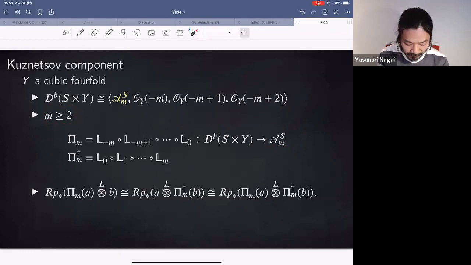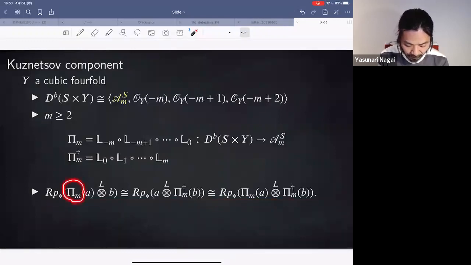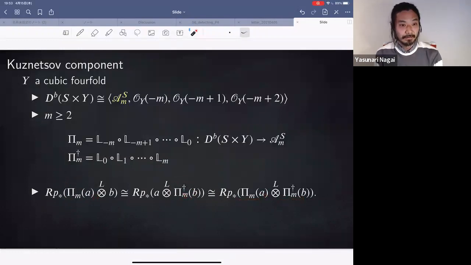And for later use, I just define the dual of this left mutation. Then the previous lemma gives these kinds of isomorphisms. So we can move this projection functor to the other side with minus signs. And also we can take both. All these three things are isomorphic.